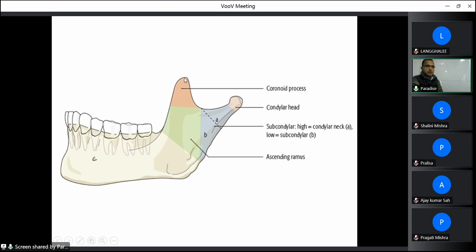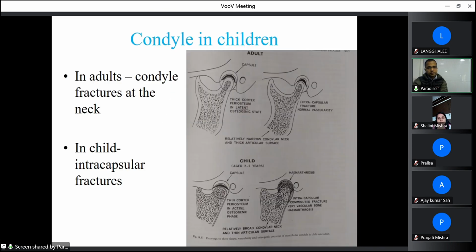And the coronoid process fracture is the least common fracture because it is present just below the zygomatic arch. Before fracturing the coronoid process, the zygomatic arch has to be fractured. So in most of the cases, the coronoid process does not fracture.